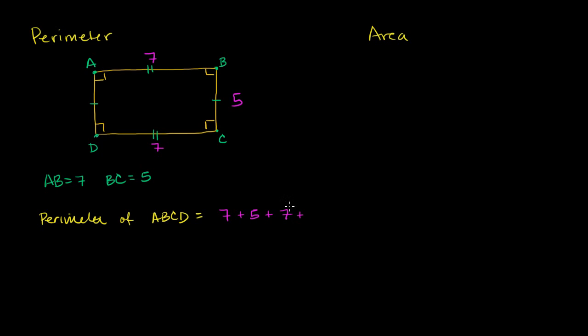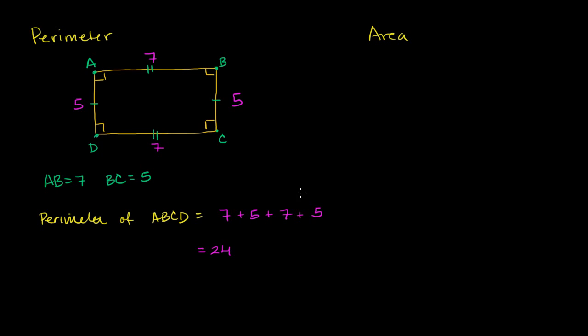So plus 7. And then finally, DA, or AD, however you want to call it, is going to be the same length as BC, which is 5 again. So plus 5 again. So you have 7 plus 5 is 12, plus 7 plus 5 is 12 again. So you're going to have a perimeter of 24.